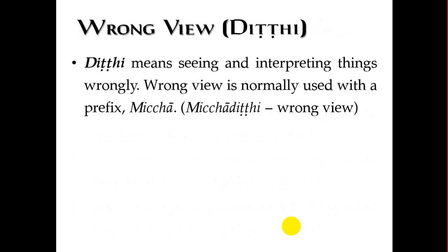What is wrong view? Diṭṭhi. Diṭṭhi means seeing and interpreting things wrongly. It is a general interpretation. So you see it wrongly. You see it not in its true nature, right? You see it's not the right way.